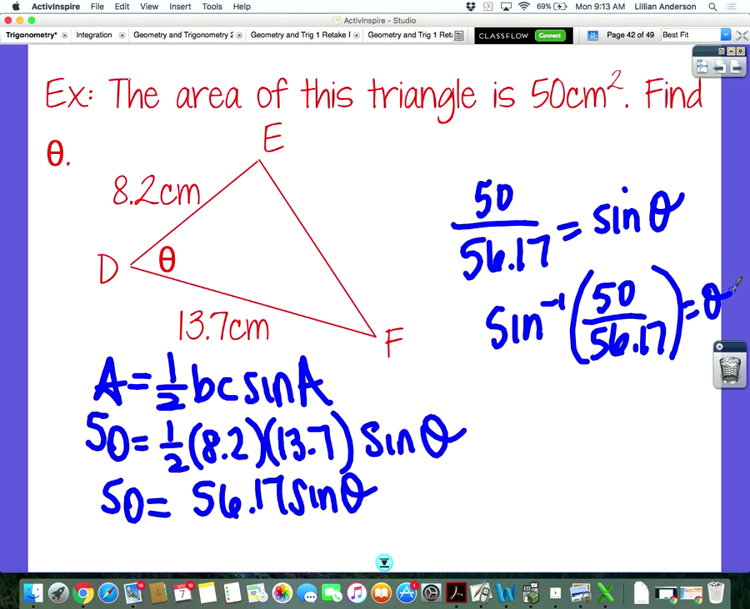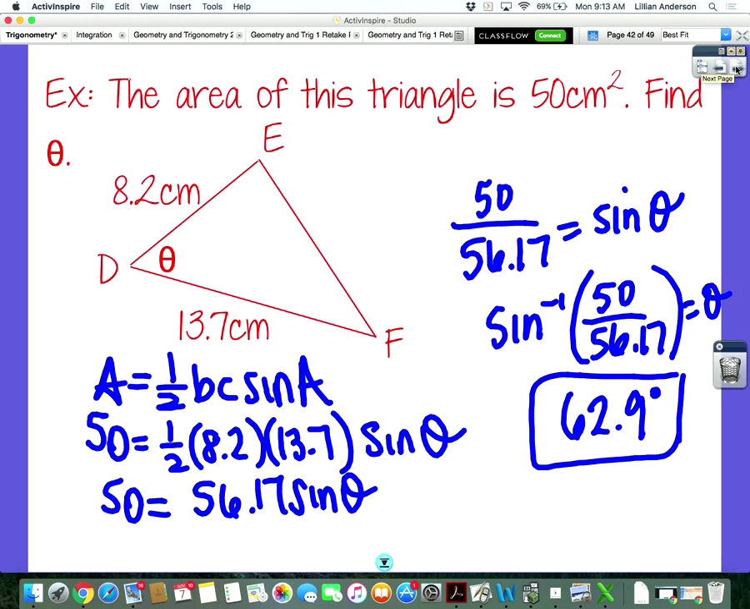So when we do that, we'll actually get our angle to be 62.9. And you could always double check by plugging that into the formula for area. 1/2 times 8.2 times 13.7 times the sine of 62.9 should give you 50. If you plug in the rounded answer, of course you're probably going to get something like 50.00000012, whatever. But it's 50. Any questions on area of the triangle?